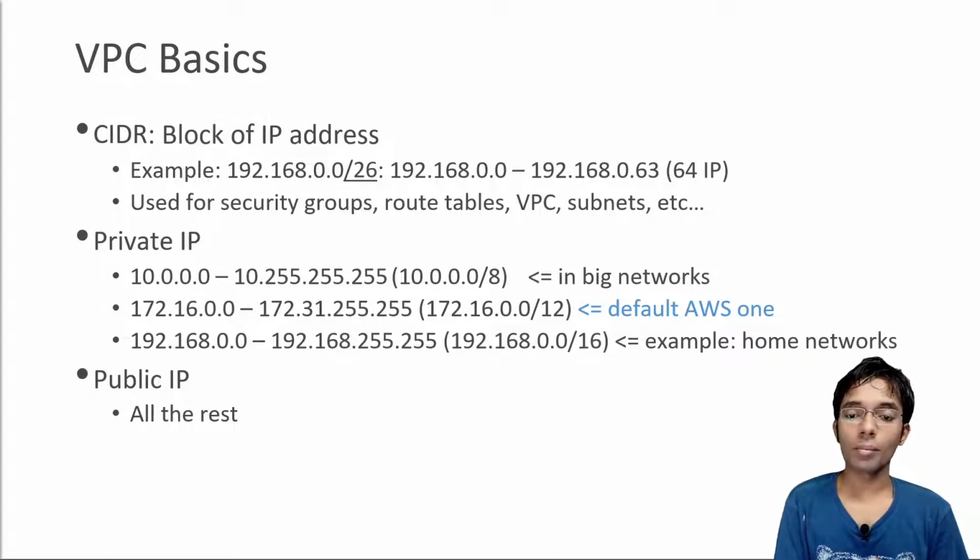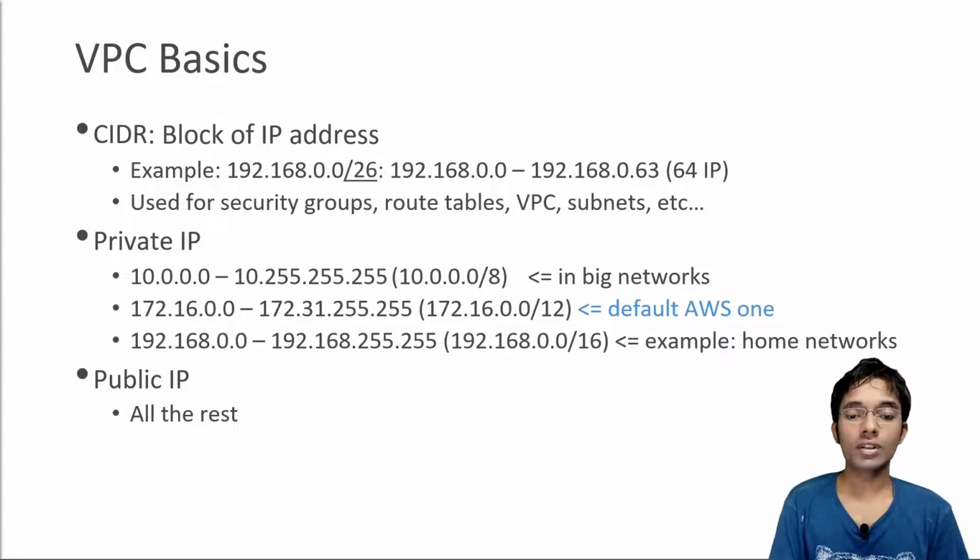Obviously, a private IP is an IP that's only accessible within the private network, and there is a limited range of private IPs defined by the norm. So we have the range of 10.0.0.0 all the way to 10.255.255.255, which represents the CIDR block 10.0.0.0/8, which is when you have a big network. When you have a big network, you would utilize it.